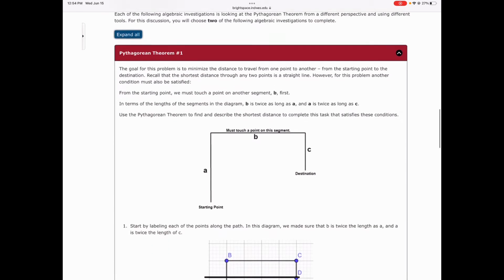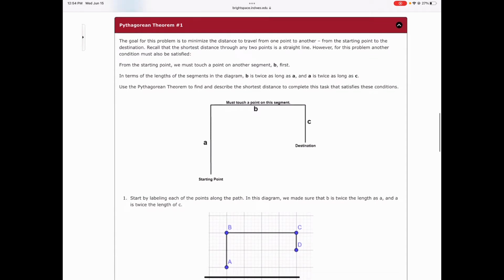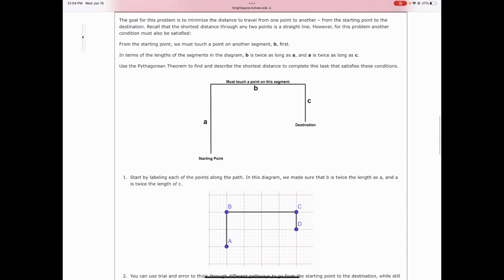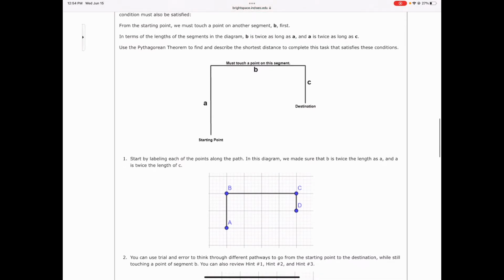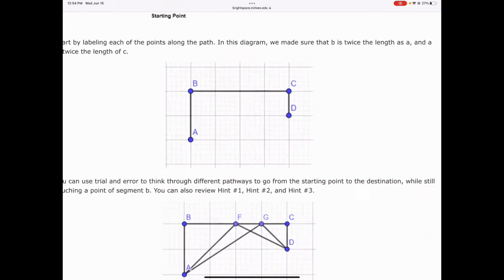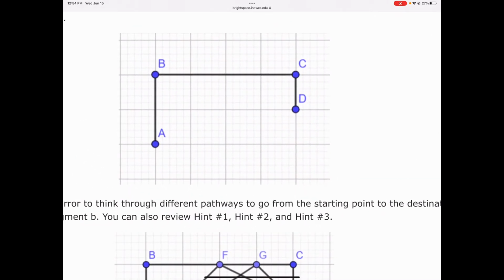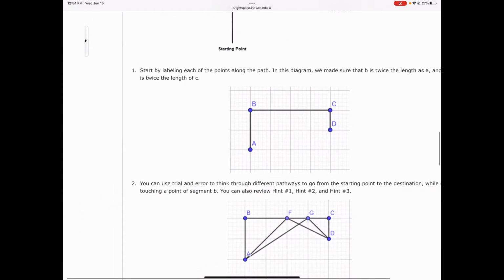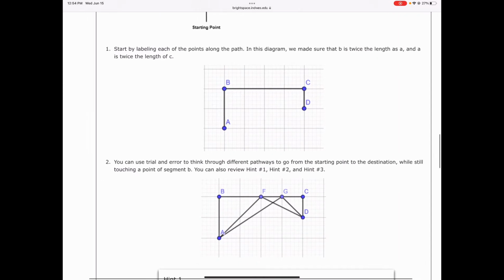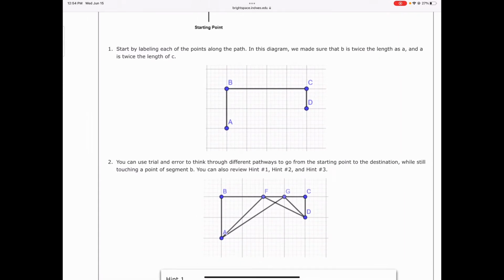the most complicated one. So basically it starts out here and gives you this scenario where B is your longest segment and A is half the size of B and C is half the size of A. So on a grid you can see that if B is 4 units long, A is 2, and then CD is 1. What you're supposed to do is find the shortest path to go from A, crossing through BC, and finally ending up at D. So it wants you to determine what part of BC is best to go through?